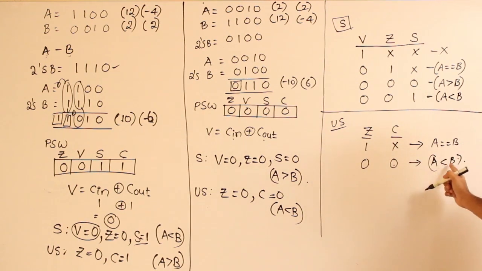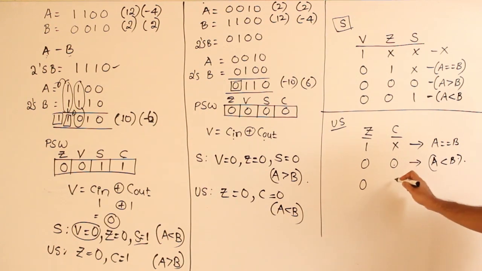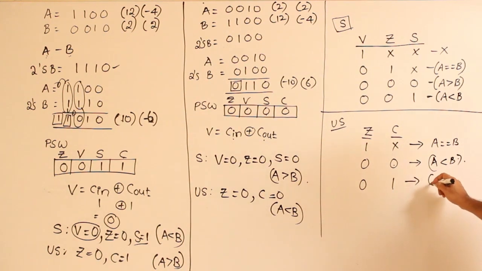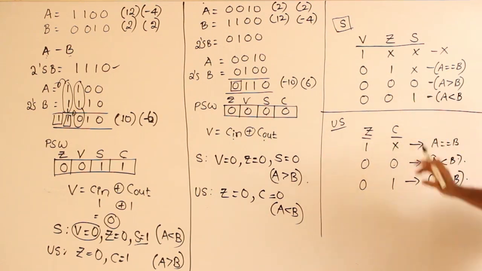If C is 0, then it is the case. Now the other one is, here we have 0 and here we have 1. What does it mean? There is no borrow. There is no borrow means A is bigger than B. A is greater than B, right? Therefore, using these flags, we can directly compare A and B.